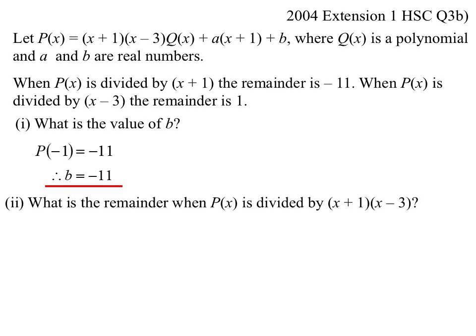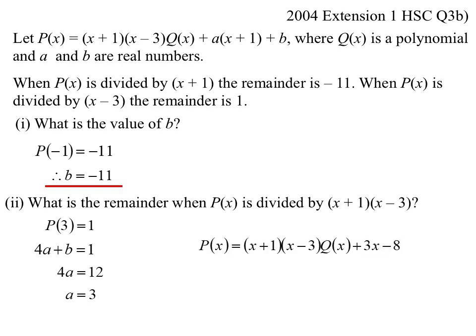What's the remainder when we're divided by x plus 1, x minus 3? P(3) is equal to 1. They've told me that. Right? Divided by x minus 3, the remainder is 1. I know that. Well, if I was to substitute 3 into my polynomial, the first one disappears. The second one becomes 4a. So 4a plus b is equal to 1, but we have already worked out b, so we can now work out a. A is 3. So what is my remainder? Substitute back in now the a and the b, and I get 3x minus 8 for the remainder.